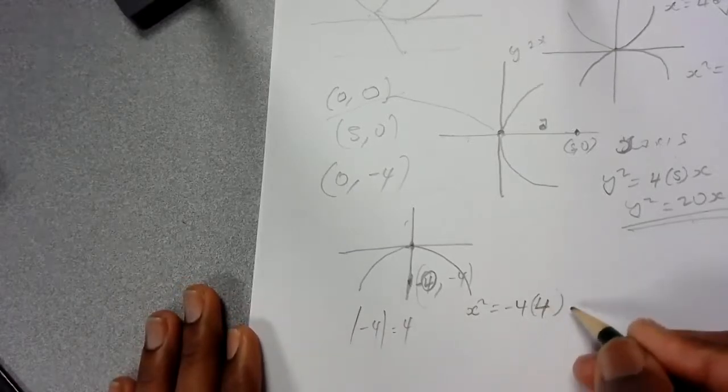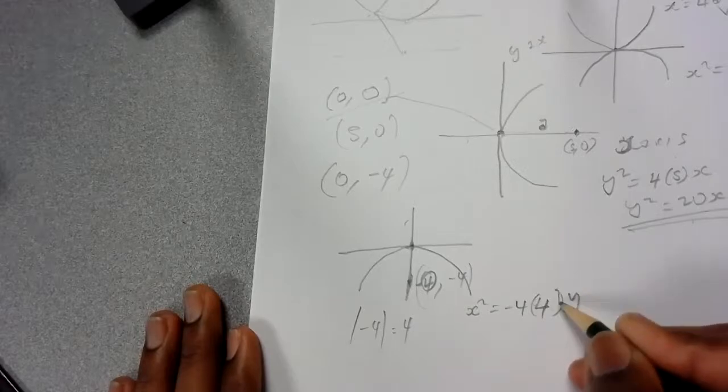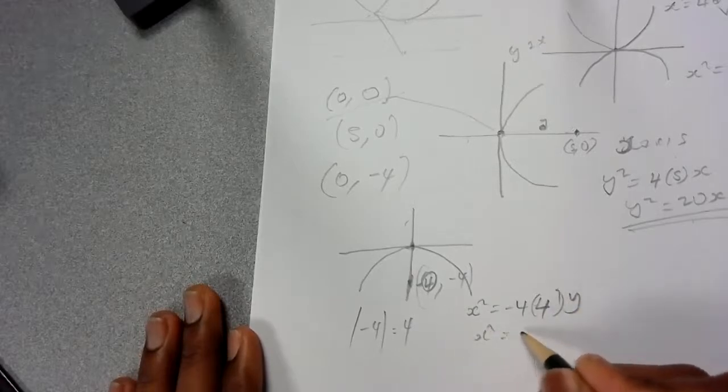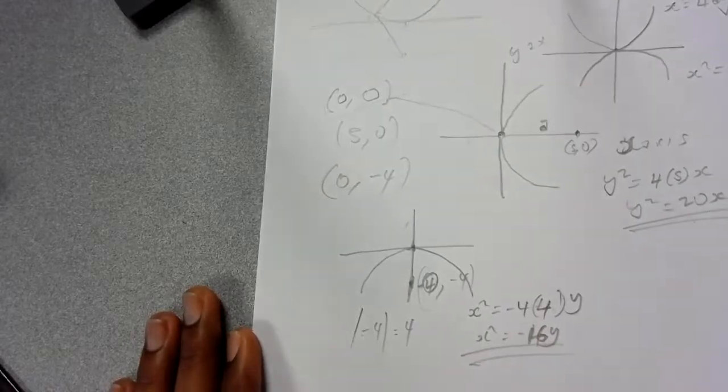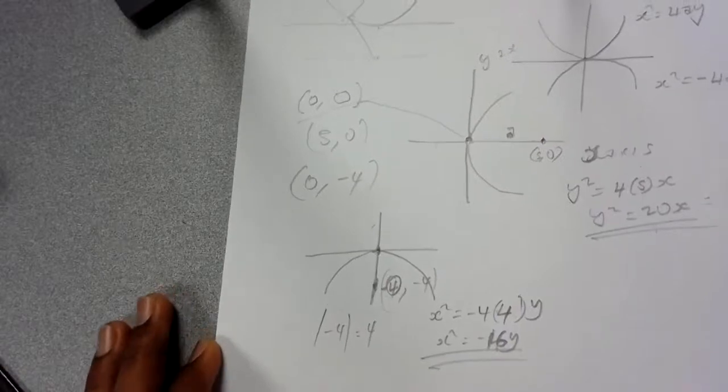So what you get here is going to be 4y. So this is going to be x squared equals -16y, because 4 times 4 is 16. That is the equation of the parabola. So this one is not that hard.